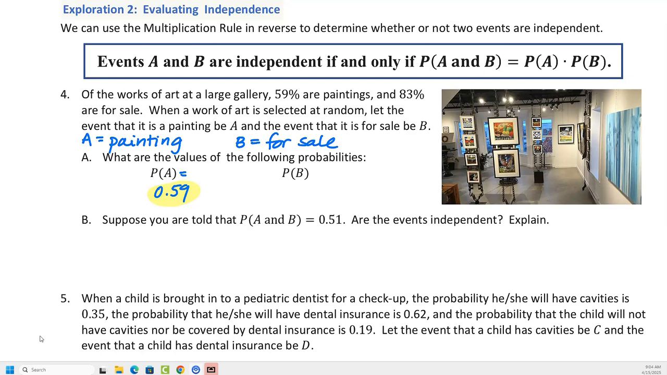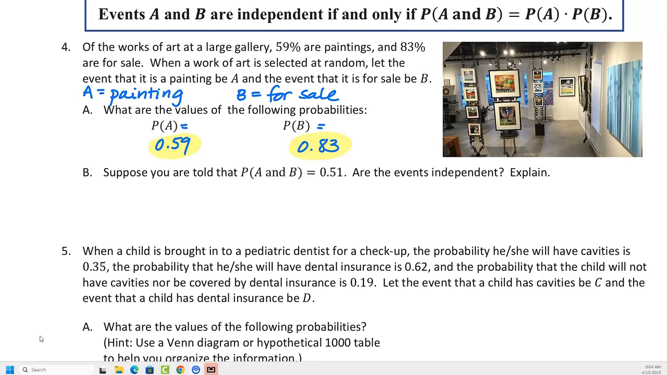And the probability of B, they tell you right up here that it's 83% are for sale, right? So that's what's going to go here. And that's going to be equal to 0.83. And we have that.